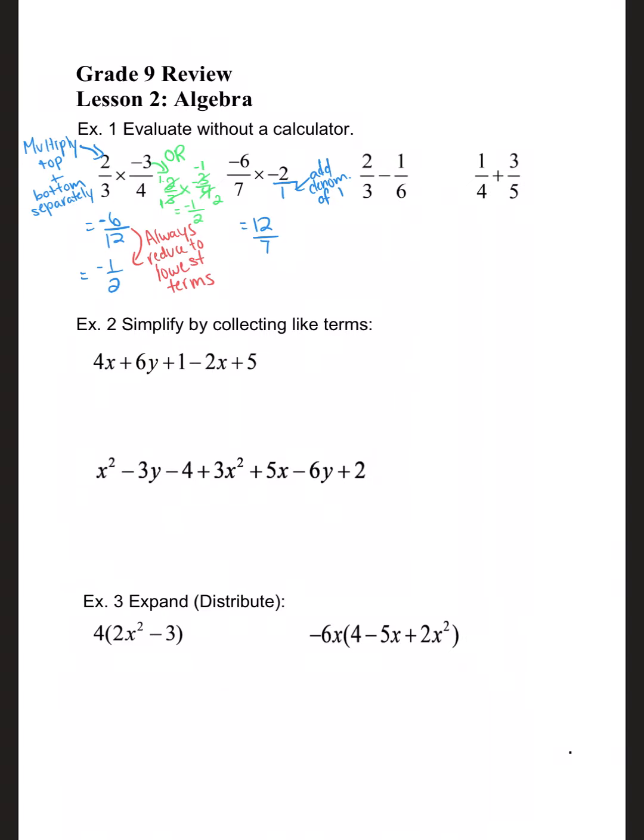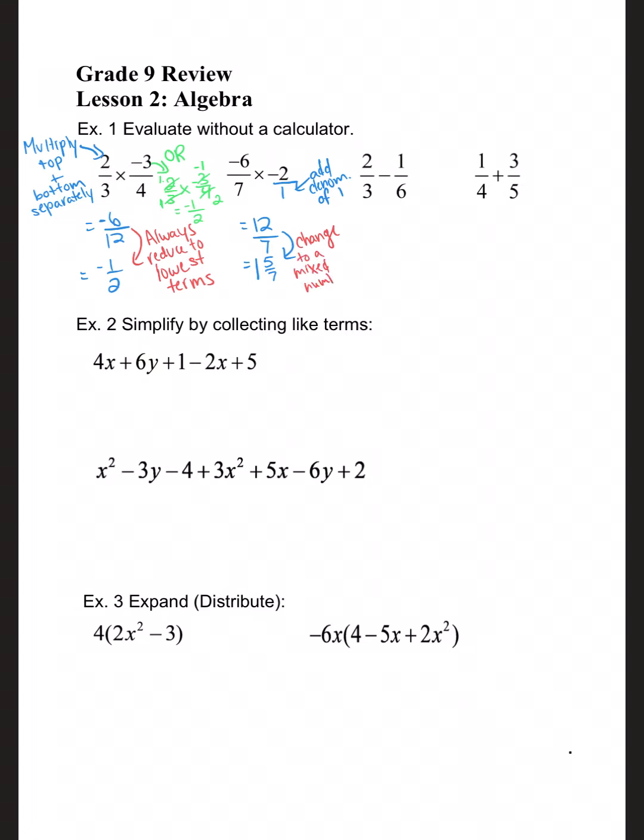Okay, and then we're going to make sure that we simplify this fraction. So we're going to change it to a mixed number. 12 divided by 7 is 1, and then you're still going to have 5 remaining, so it's going to be 1 and 5/7. So we want to make sure that we change it to a mixed number.